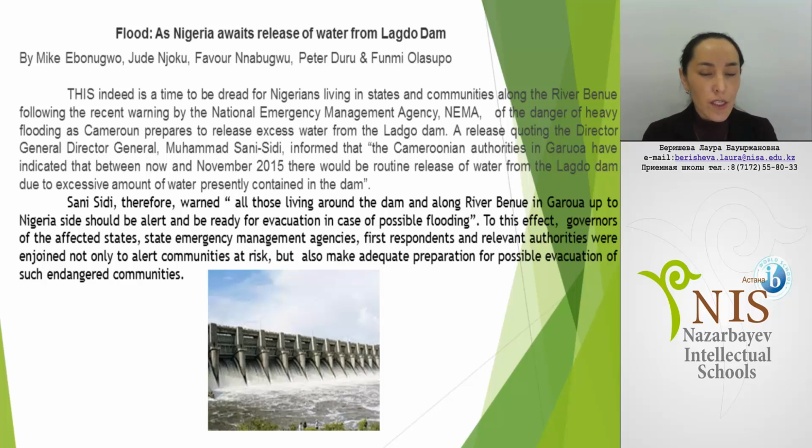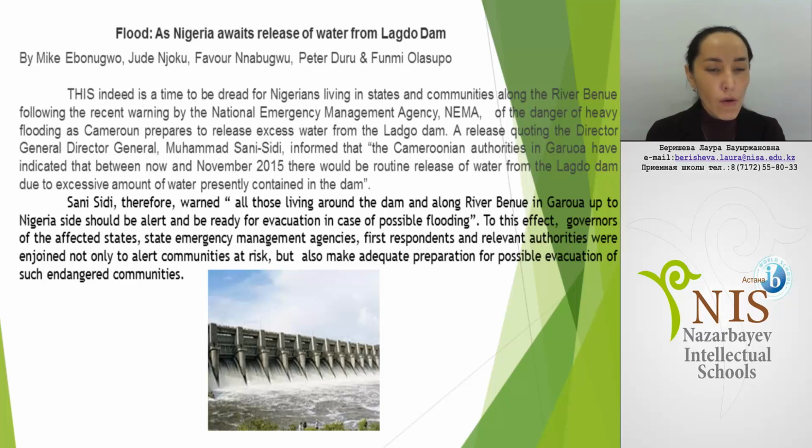So we can get lots and lots of information from this, especially the background information that flooding in Nigeria isn't happening right now, but it could happen because another country, Cameroon, is going to release the water from a dam, Lagdo. You can see a very authoritative agency here, which is the National Emergency Management Agency, which is also very good information, and this helps the audience to understand that this is a very authoritative article. And again, we can see here the name of an official person who is a Director General, Muhammad Sani Sidi. And there is a quote by him, which again is very good for the article to be professional and truthful. Let's go further.